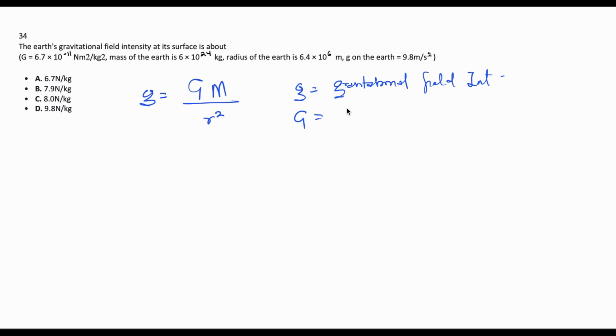Question 34 says, the Earth's gravitational field intensity at its surface is about. Now we're requested to calculate the gravitational field intensity of the Earth. The formula for that is g equals capital G times capital M divided by R squared, where small g is the gravitational field intensity. The big G is the gravitational constant.